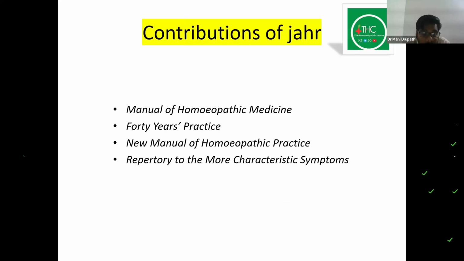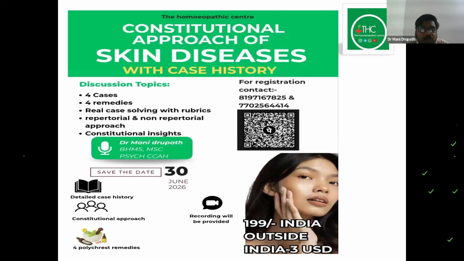What are the contributions Jhar has made to homeopathy? One is the Manual of Homeopathic Medicine, the book of 40 years of clinical practice experience written by Jhar, and the New Manual of Homeopathic Practice, with its Repertory to the More Characteristic Symptoms. These are some contributions of Jhar. Before entering into our skin decoding of Jhar's repertory, I am going to tell you that we are going to conduct a constitutional approach to skin diseases with real case history.